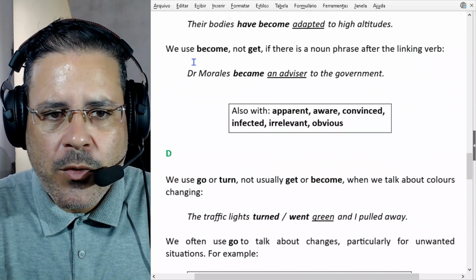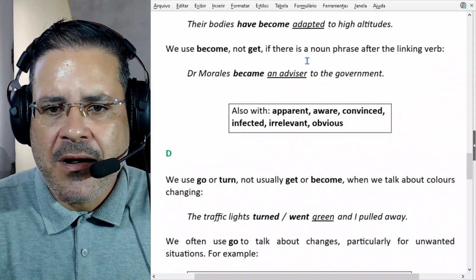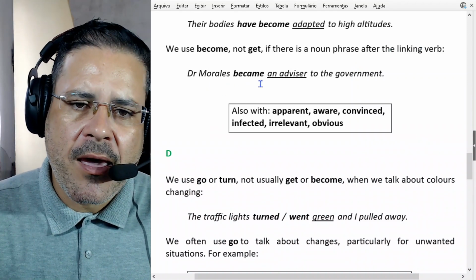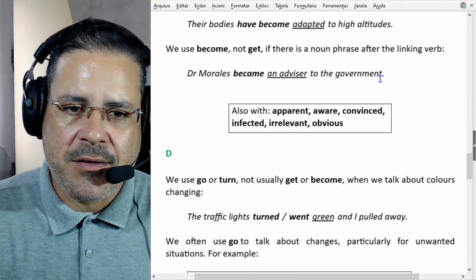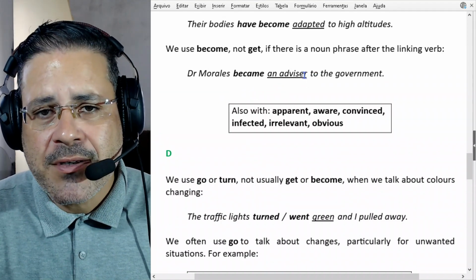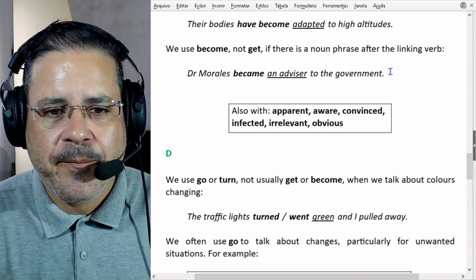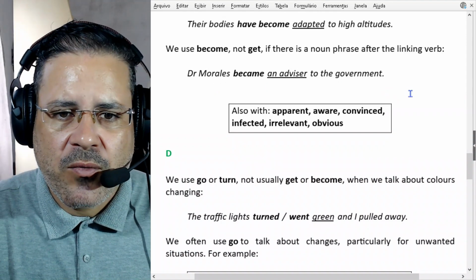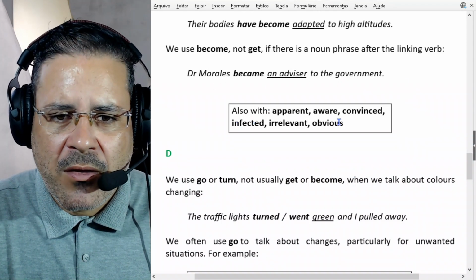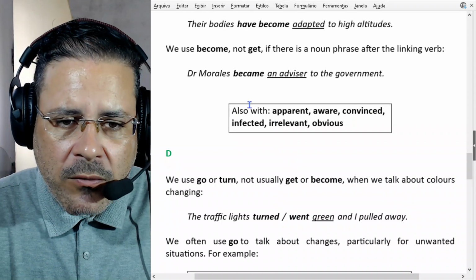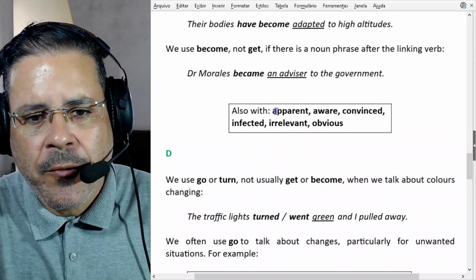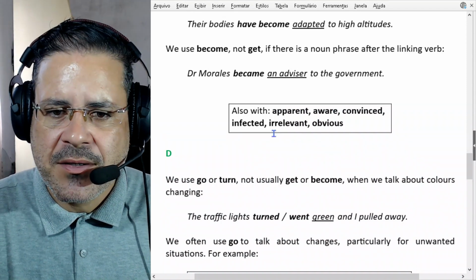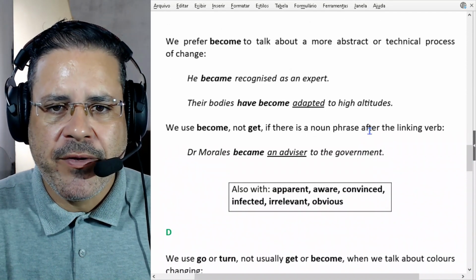Moving on. We use become, not get, if there's a noun phrase after the linking verb. For example, Dr. Morales became an advisor to the government. He became what? He became an advisor to the government. We can use that pattern with those adjectives. Also with these adjectives. For example, apparent, aware, convinced, infected, irrelevant, and obvious.